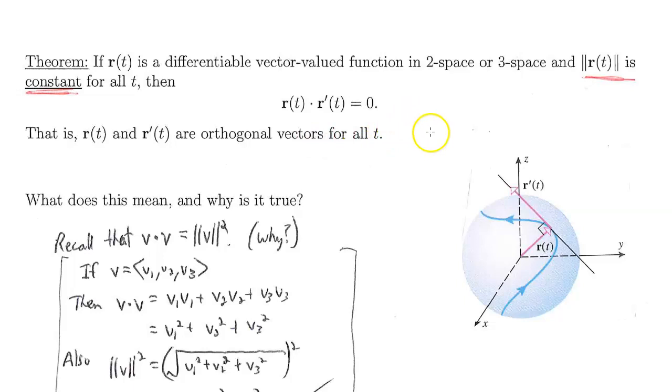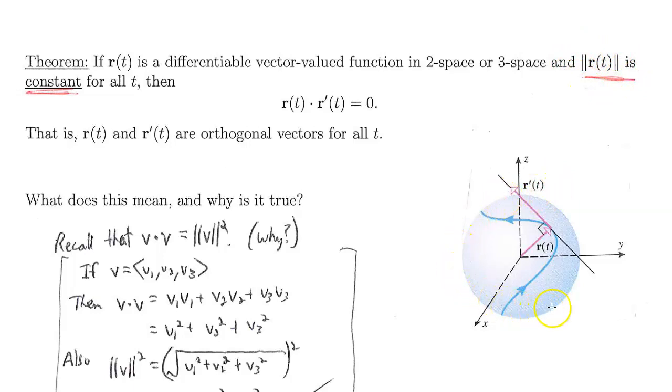Now this is not true at all for most vector-valued functions r of t. But for vector-valued functions that have this property, and I've underlined it in red, that the norm of r of t is constant. So what would that mean? Let's say we're in 3 space. What would it mean to say that the norm of r of t is always constant? Let's say that the norm of r of t is always 5. So in other words, no matter what your input t is, you get an output of a vector that always has a length of 5. Well, what does that mean?